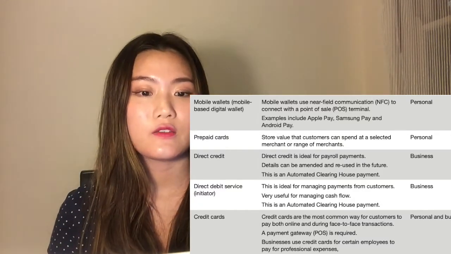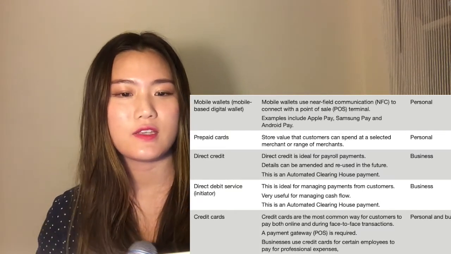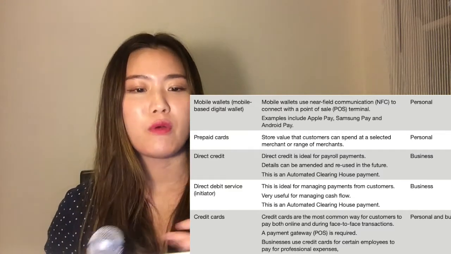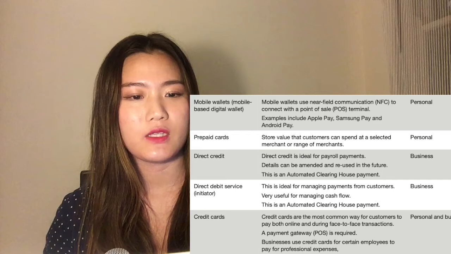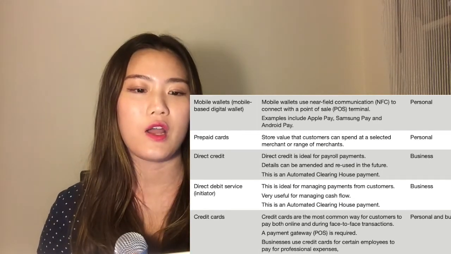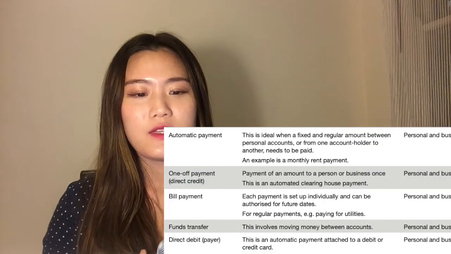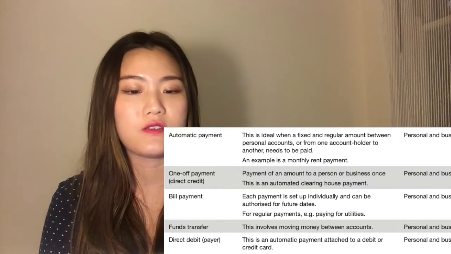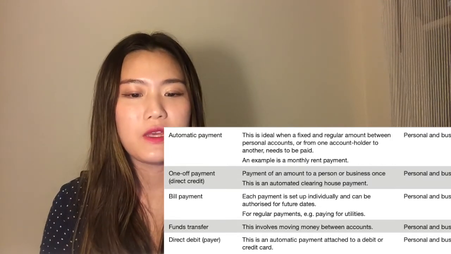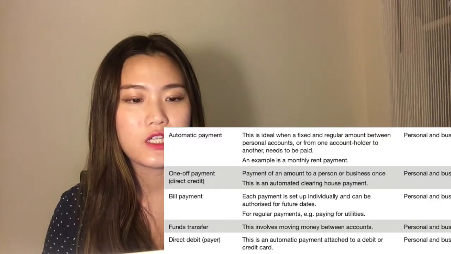Direct credit is ideal for payroll payments, whereas direct debit service is ideal for managing payments from customers. They're both automated clearinghouse payments. And credit cards would require a payment gateway, POS. Automatic payments are ideal when there's a fixed or regular transfer, whereas a one-off payment is a one-off payment, direct credit.